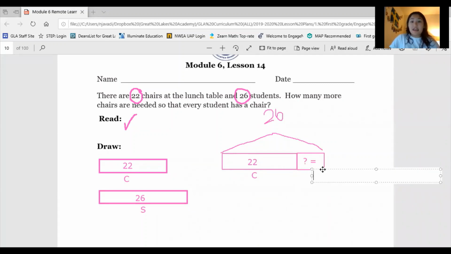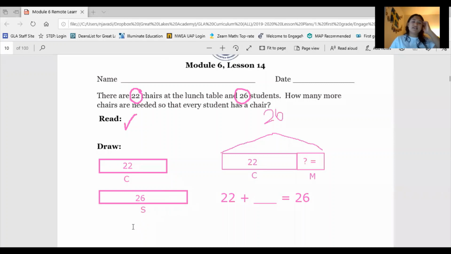So now you should set up a number sentence that helps you solve. You can either use an addition or a subtraction number sentence. If we were going to use an addition number sentence, it might look something like this: 22 plus blank equals 26. I got this from looking at my regular tape diagram right here. I know that we have one part of 22. I don't know how many more we need so that every student has a chair, but I know that I want to reach the total of 26 students having a chair at the lunch table. So I wrote it in a number sentence right here.